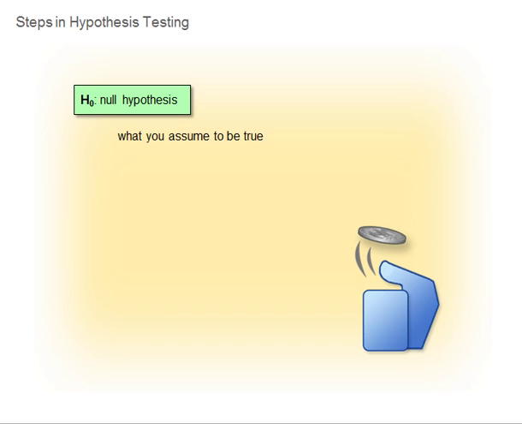The null hypothesis, which statisticians designate H sub 0, is what you assume to be true, unless proven otherwise. The null hypothesis is usually a hypothesis of equality. Your null hypothesis in this case is that the coin is fair.